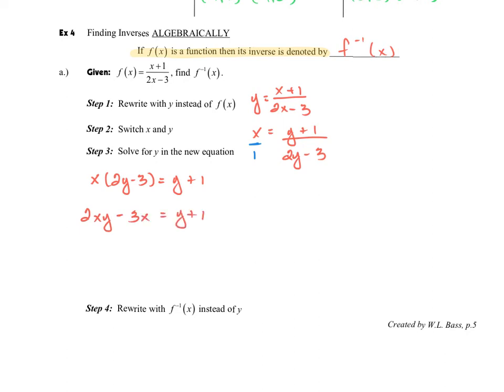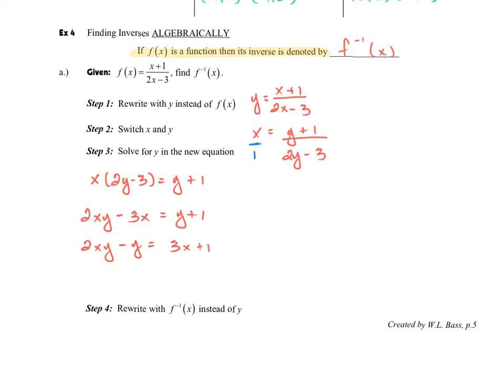And since we're solving for y, we're going to get everything with a y on one side of the equation and everything without a y on the other side of the equation. So we'll have 2xy minus y equals 3x plus 1.